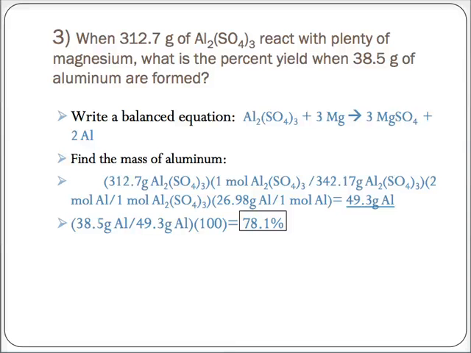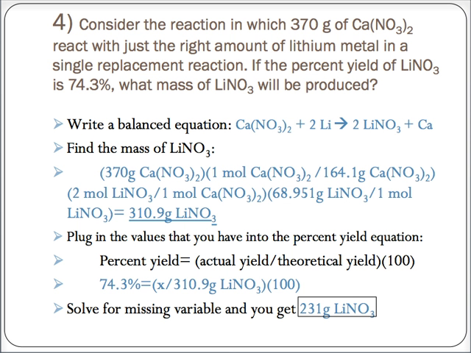Alright, this is skill practice 34, percent yield, part 2. I left off by multiplying by the molar mass of aluminum, which was 26.98 grams of aluminum over 1 mole of aluminum, to get the final mass, 49.3 grams of aluminum. We then plug that into our percent yield equation. So the actual 38.5 grams of aluminum over the theoretical 49.3 grams of aluminum times 100 to get 78.1% as our percent yield.